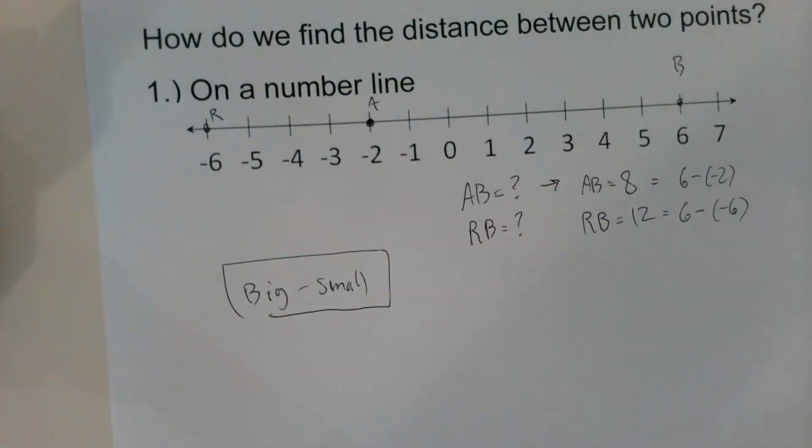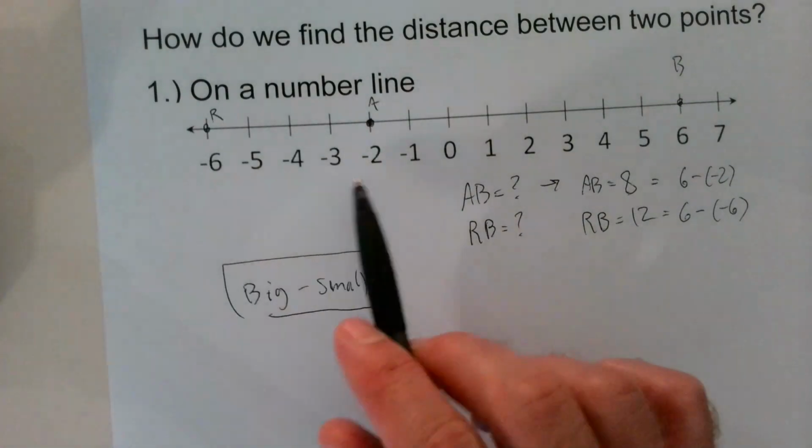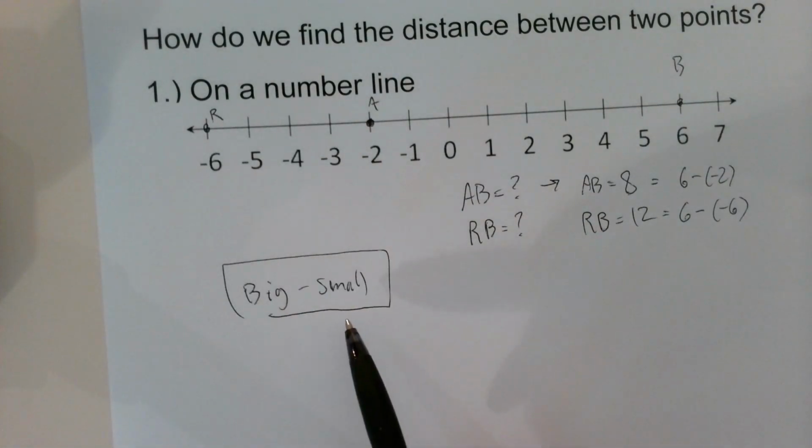Now, you can count spaces. I would just not recommend it because some of your number lines could go up to, like, 150 or down as far as -3000. I don't want you to be sitting there all day putting a whole bunch of tick marks on your page and then having to count everything. So you can always do the big number minus the small one. Just make sure you keep those negatives on, and that'll always get you the right answer.